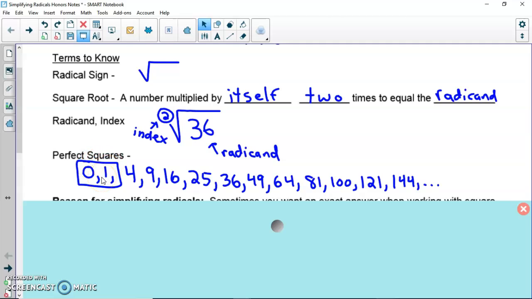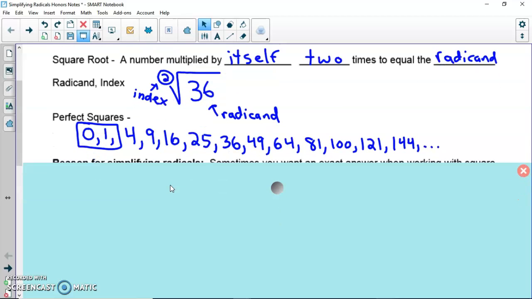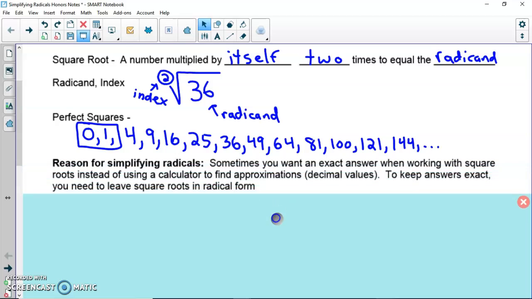Then you can just square every other number. 2 squared is 4, 3 squared is 9, 4 squared is 16, 5 squared is 25, 6 squared is 36, 7 squared is 49, 8 squared is 64, 9 squared is 81, 10 squared is 100, 11 squared is 121, and 12 squared is 144. And again, we can keep that list going on really forever, just taking the next number and squaring it. But you are going to want to see that perfect square list in front of you when we simplify radicals.